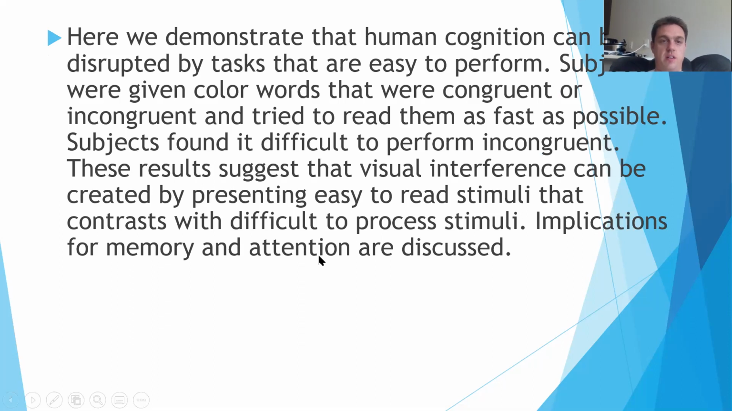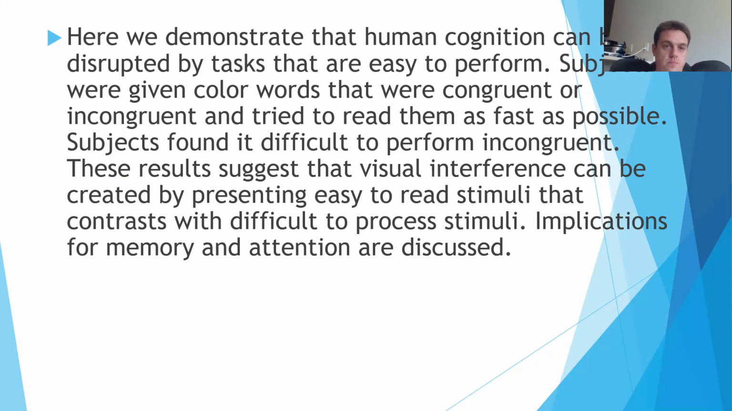Here we demonstrate that human cognition can be disrupted by tasks that are easy to perform. Subjects were given color words that were congruent or incongruent and tried to read them as fast as possible. Subjects found it difficult to perform incongruent trials as well. These results suggest that visual interference can be created by presenting easy to read stimuli that contrast with difficult to process stimuli. Implications for memory and attention are discussed. Okay, so pause the video, read that over, try to write down everything you see that's a problem, and then resume when you're ready.